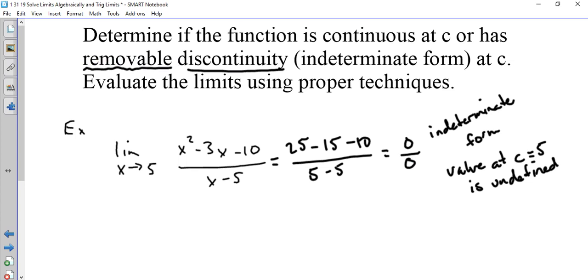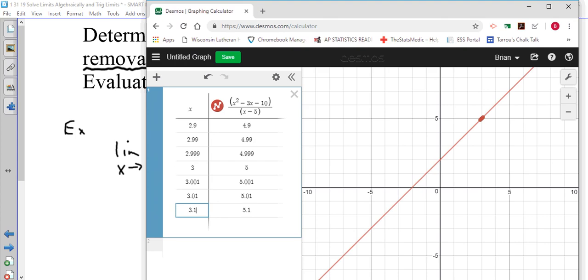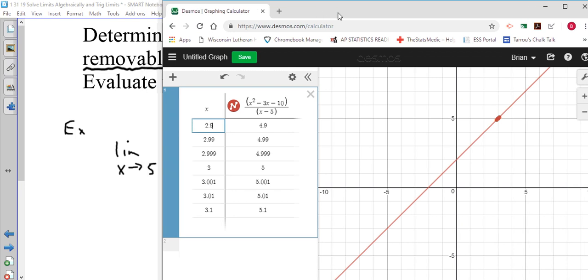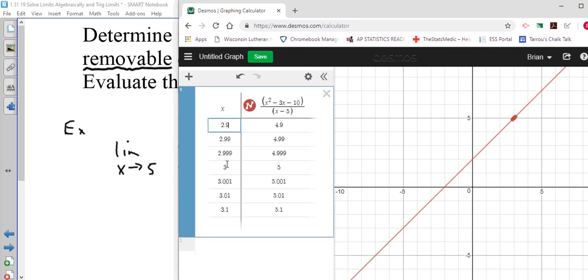If we look at our graph, I'm going to go back to Desmos here. Instead of being at 3, let's plug in 5, a value close to 5. Well, I plug in a value of 5, and I can identify that it's undefined. Let's go to the left of this, that would be like 4.999.